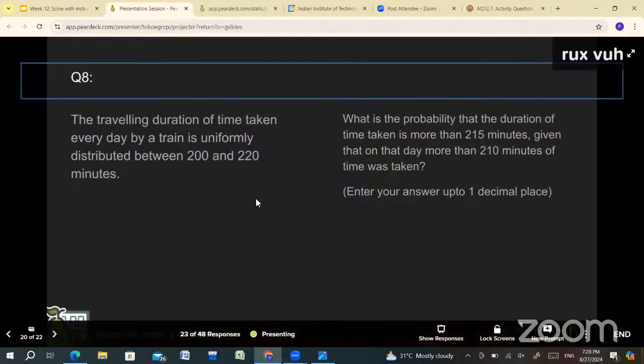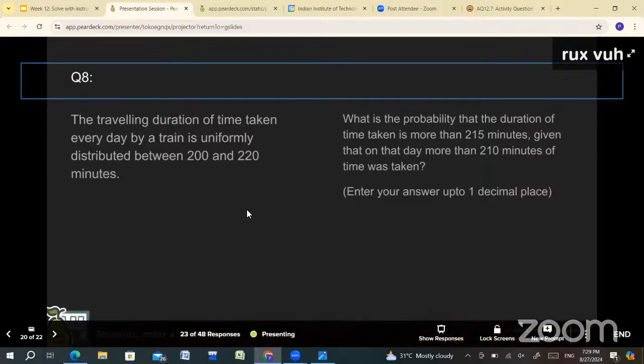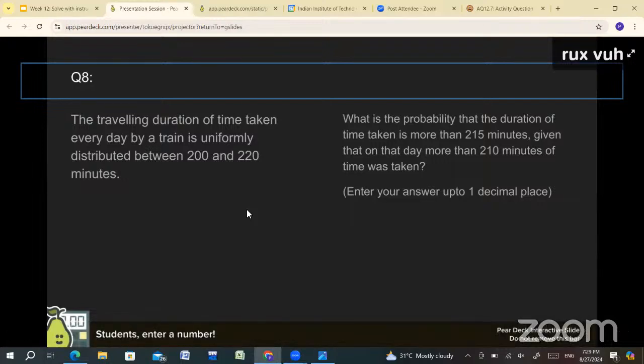Ma'am, can we solve this question like this, that since this is uniformly distributed, the probability between 200 and 220 will be 1? Yeah, because below 200 it will be 0 and above 220 it will be 0. No, ma'am. No, how did you say it?